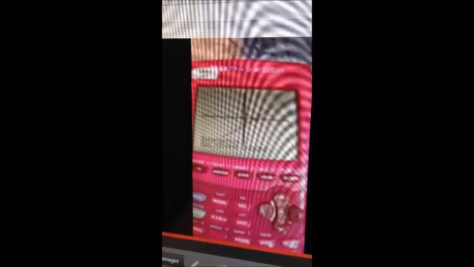To find your intersection point, you hit second calc, hit number 5, which gives you the intersect. For the first curve, you keep it on the left side of one of your equations, and then on the right side of your other, which gives you your intersection point, which is the exact same as if it were to be solved algebraically.